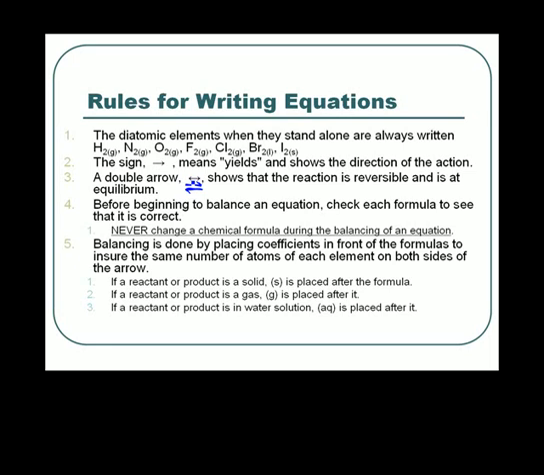If the reactant's a solid, we put a little S beside it. If the reactant or product is a gas, we put a G beside it. And if it's a reactant or product that's in water and it dissolves in water, so if it's soluble, then we write an aqueous after it. And unless otherwise said, all of our reactions are going to occur at SATP.